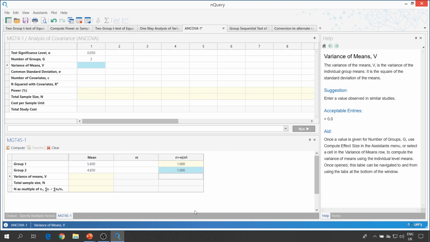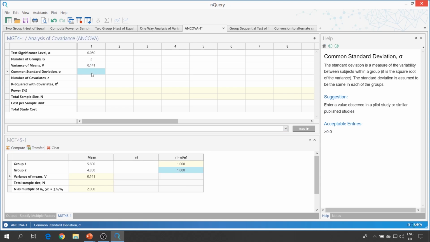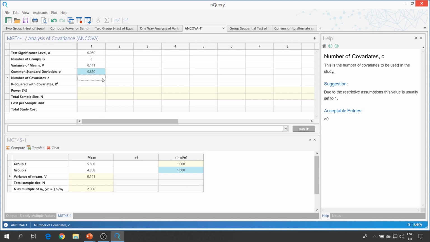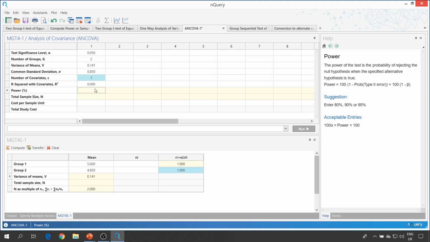This side table looks very similar. The only addition is that we can have unequal sample sizes. We transfer that as well. And the rest of these parameters should look fairly familiar. We have our number of covariates; we'll set that to 1. For the first one, we'll set the correlation to 0. And we'll have our power of 80%.